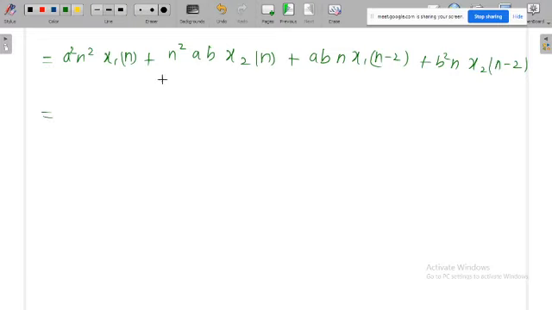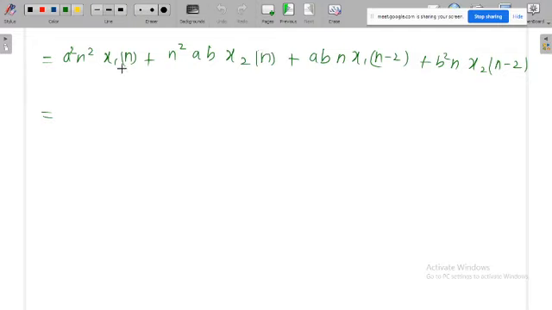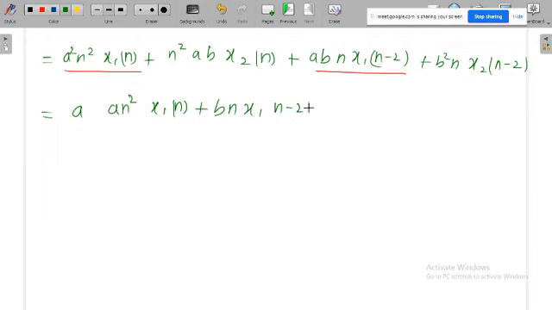From these 4 terms you try to segregate the x1 terms separately, because we finally try to write in terms of y1 of n and y2 of n. y1 of n consists of only x1, that means x1 of n and x1 of n minus 2. So try to separate the x1 terms. If you concentrate here, x1 is there, here x1 is there. From this I can take a common. Then the rest of the term: a n square x1 of n plus bn x1 of n minus 2.